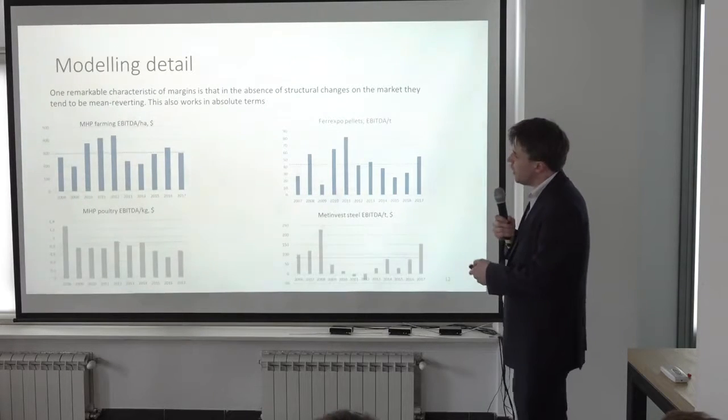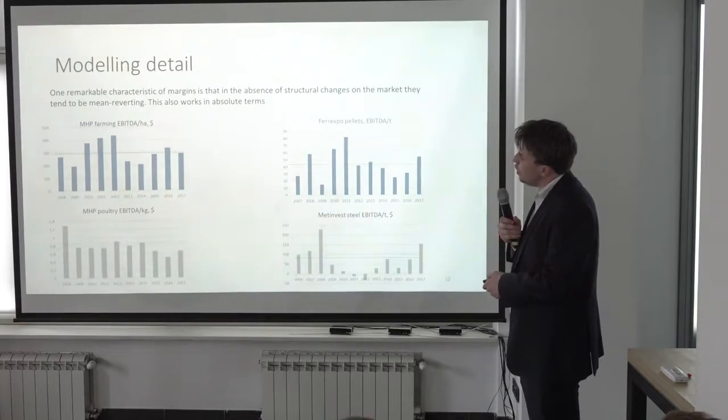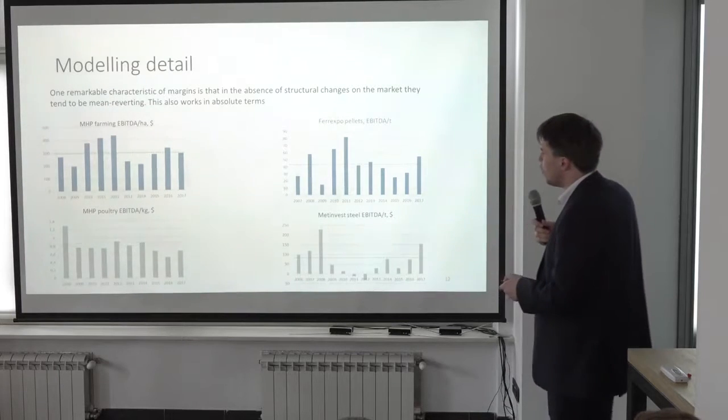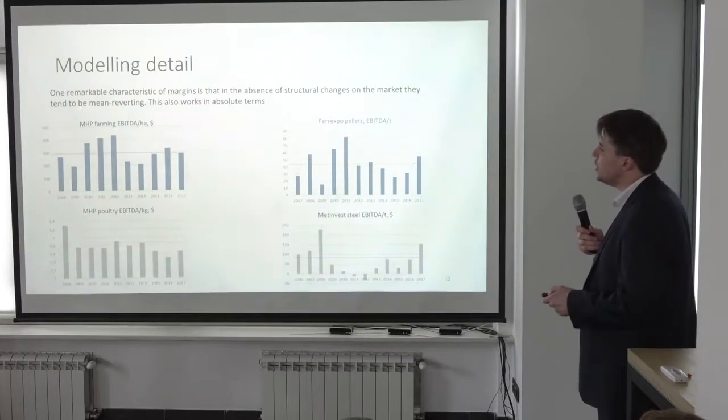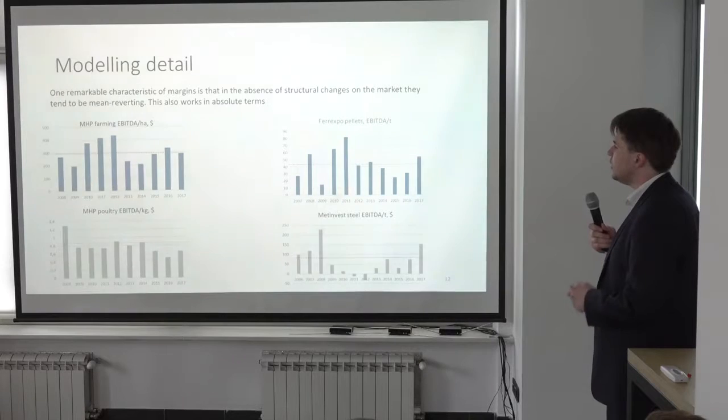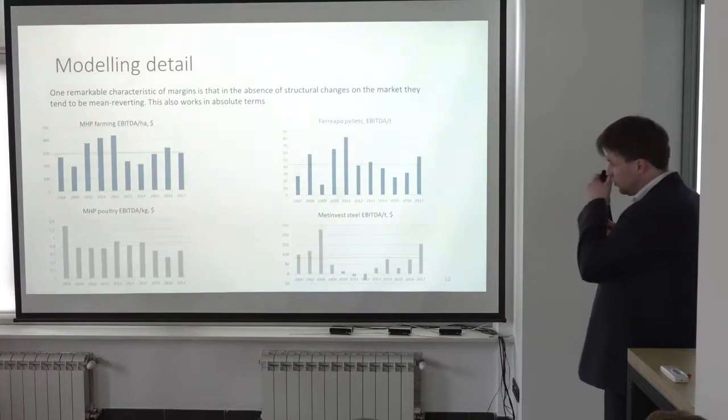I mean, this is actually pretty fascinating because it allows you to model a company without really knowing anything at all about it, right? If you know that its margins are mean reverting, and when are they mean reverting? Actually, they're mean reverting when you're looking at a company that's working in a market with an absence of structural changes. I'm going to give an example on the next slide when there are structural changes, and you'll see how that works.